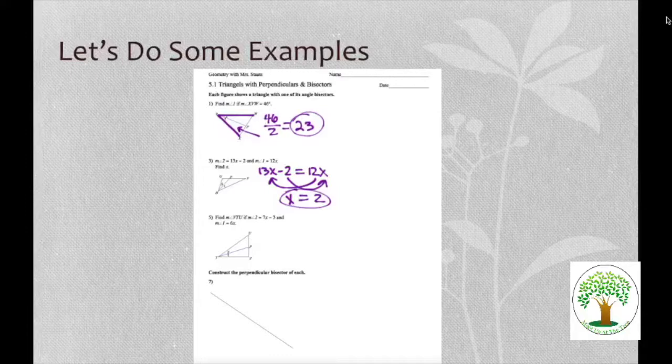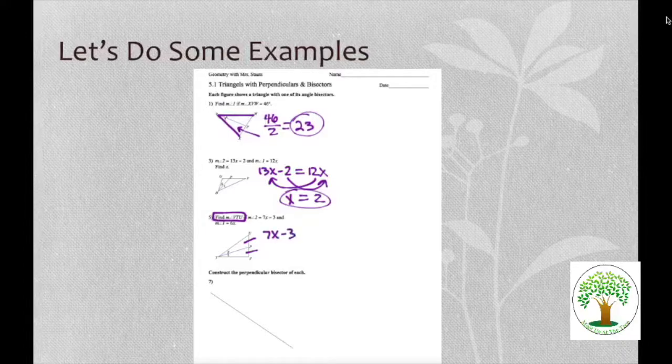Okay. Be really careful on this next one. They're asking you to find the measure of VTU, not just find x. They're telling you the measure of angle 1. To find x, you have to plug it back in. So they're telling you the measure of angle 2 and the measure of angle 1. What do we do with the measure of angle 1 and 2? Put them equal to each other.